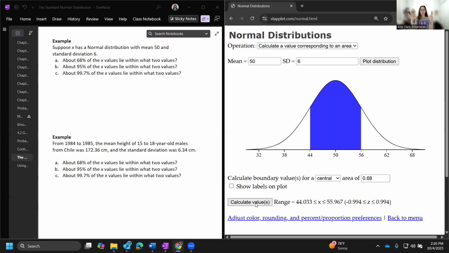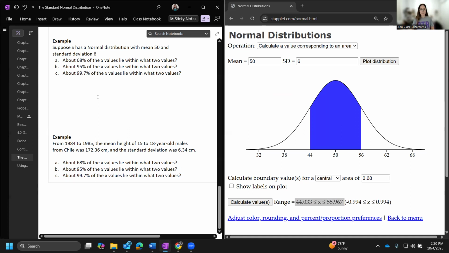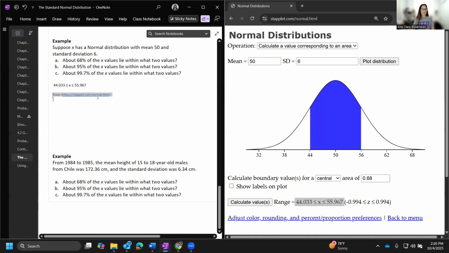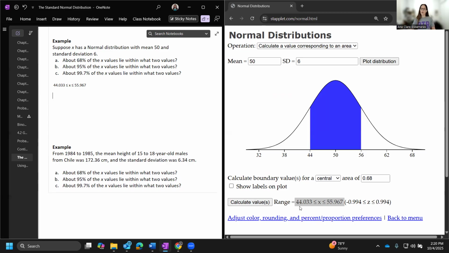My region is shaded, so I know I'm dealing with the correct region. And the 2 values look like it's 44 and 56, but if you see down below, the range is actually 44.033 to 55.967. And the nice thing about Stapplet is it actually calculates the z-scores for us. So it went through and said 44.033 minus 50 divided by 6. Here's this z-score. So even though the empirical rule tells us 1 standard deviation, 68% is actually just a little shy of 1 standard deviation.